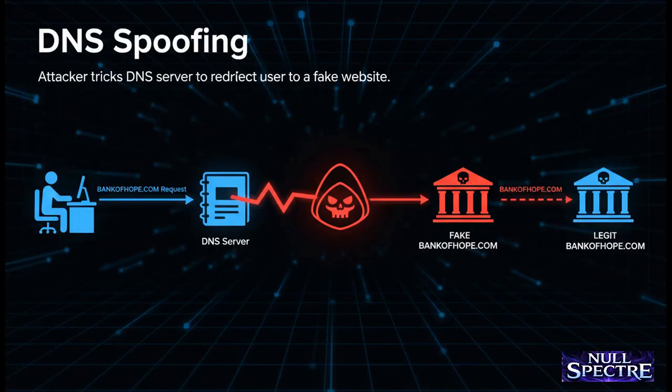But here's the scary part. What if someone could poison that phone book? What if they could change an entry? That is exactly what DNS spoofing is. An attacker tricks the system so when you type in, say, your bank's website, it sends you to a fake one that looks identical. You type in your password, and boom, you just handed it over. This is a huge deal in cybersecurity.